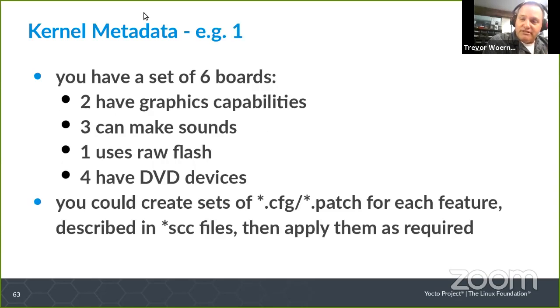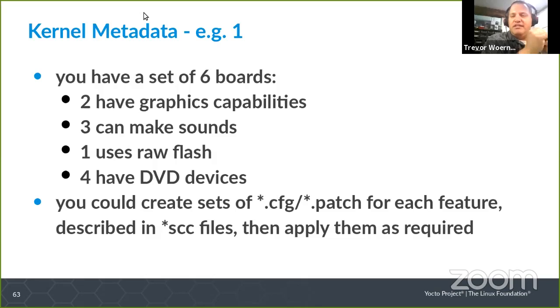So as an example, let's say you are working with 6 different boards, and 2 of them have graphics capabilities and 3 of them have sound capabilities, but only one of the ones with graphics capabilities also has sound. It's not as if graphics implies sound. One of them has raw NAND as its drive, and 4 of them have DVD devices attached to them. And so there's a mix and match of configurations here.